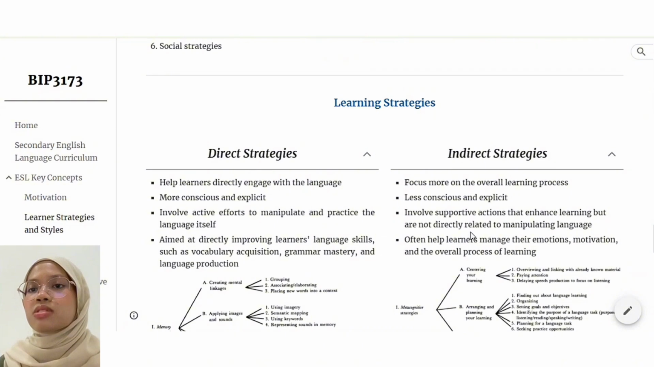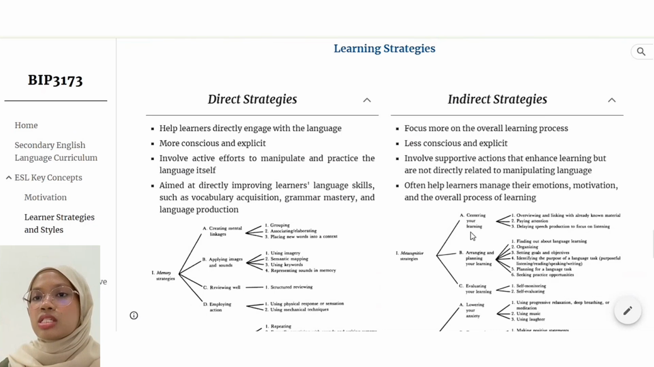For direct strategies, it helps learners to directly engage with the language, while on the other hand, indirect strategies focus more on the overall learning process. Direct strategies are more conscious and explicit, and indirect strategies are less conscious and explicit. Direct strategies are aimed to directly improve learners' language skills, while indirect strategies often help learners manage their emotions and motivation and the overall process of learning.